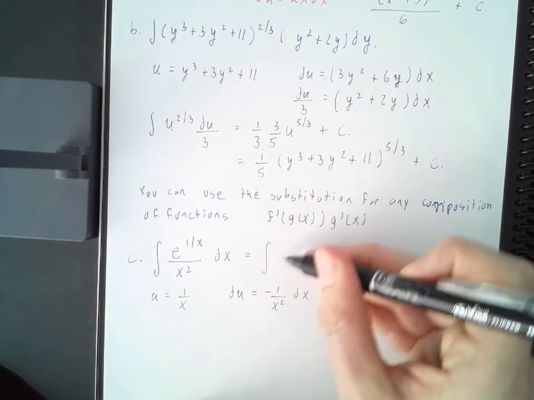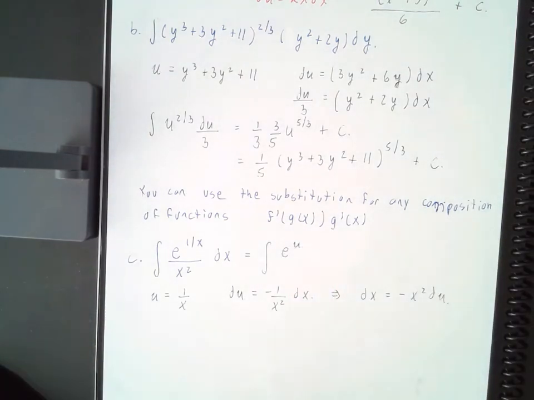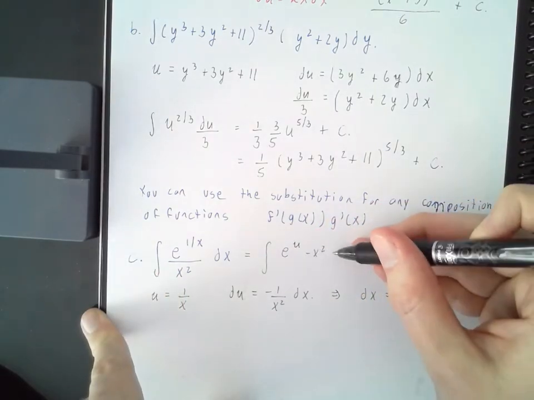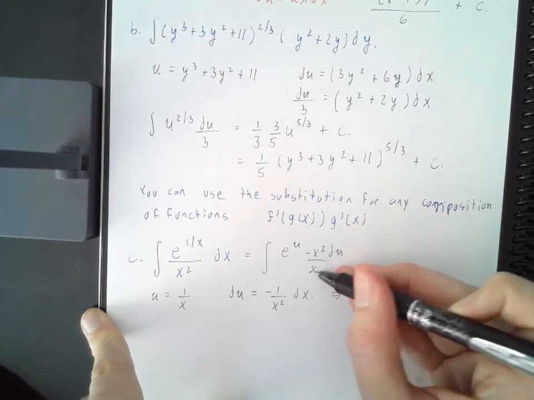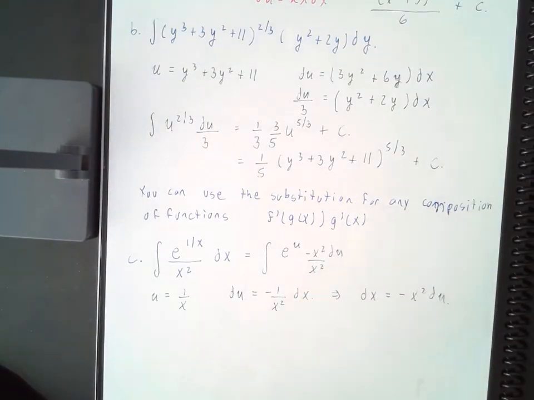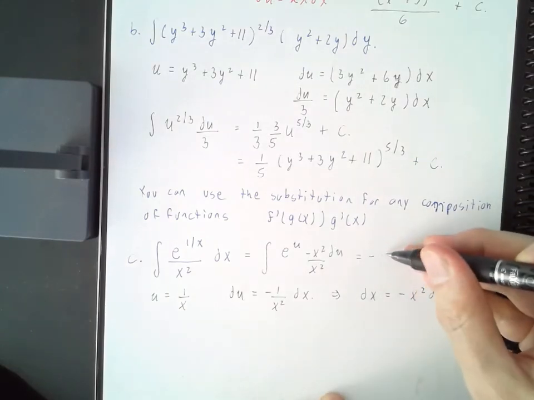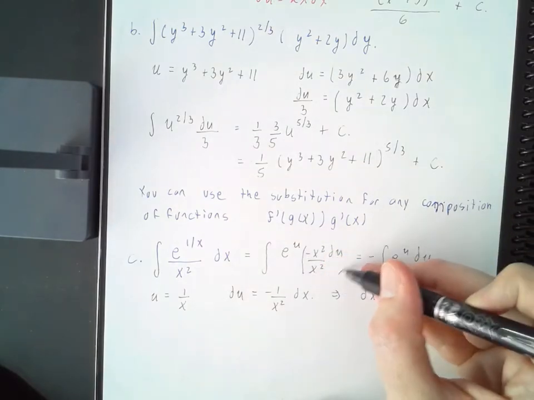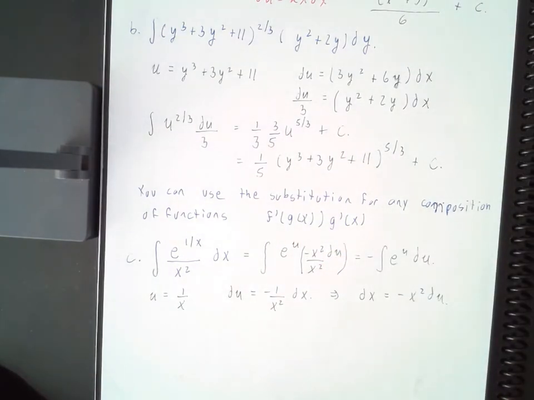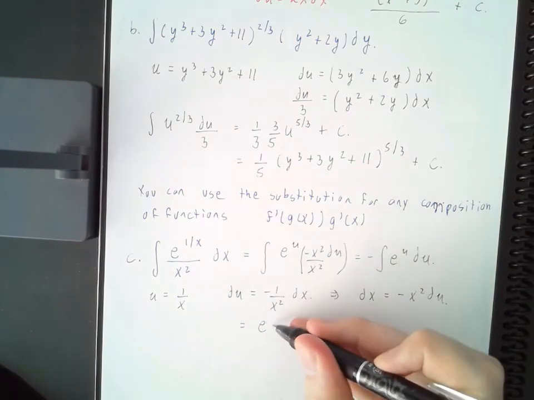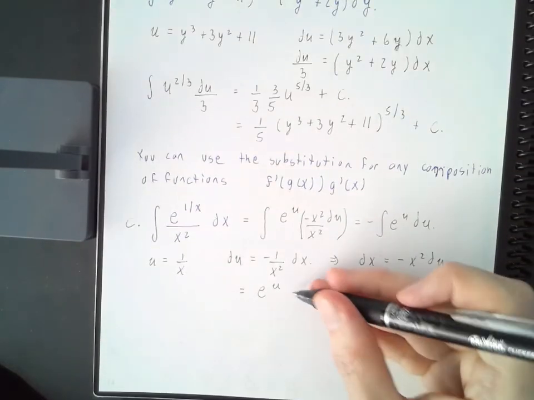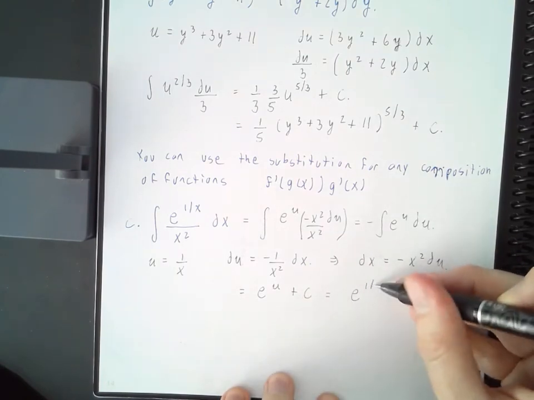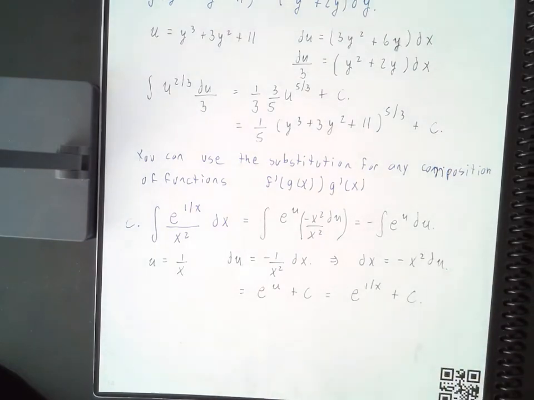And then I am just going to replace 1 over x with u, and then we're going to have a little bit of an unnecessary step, but you can do it. Minus x squared times du over x squared. You're going to notice that these x squareds are going to cancel, and then we're finally left with just the integral of the exponential function. So the integral of this function is e to the u plus c, and then I just replace u with 1 over x.